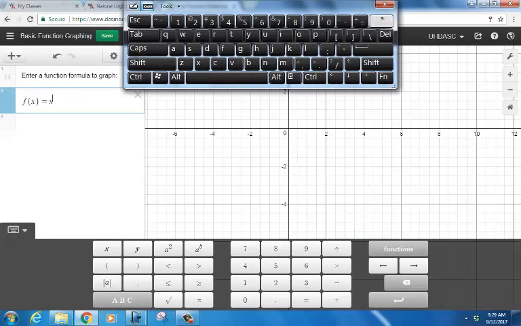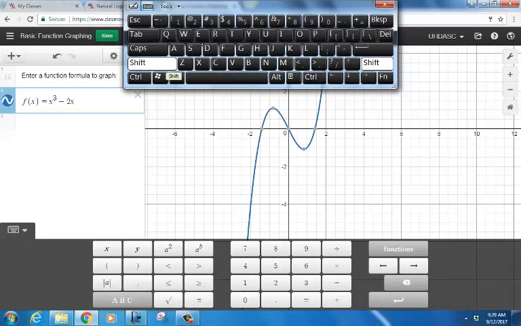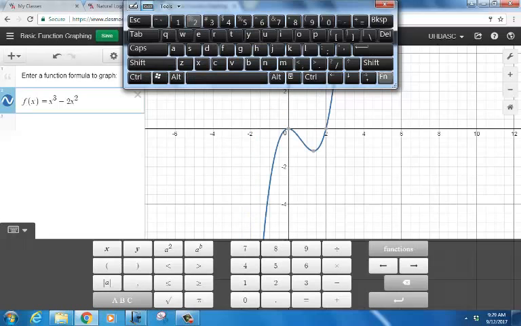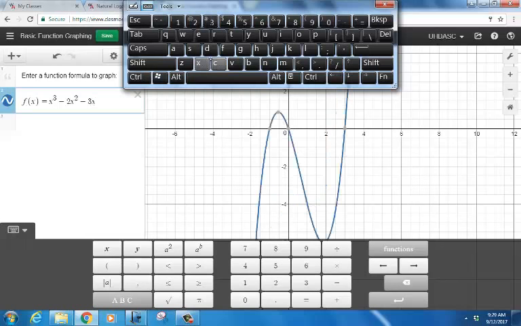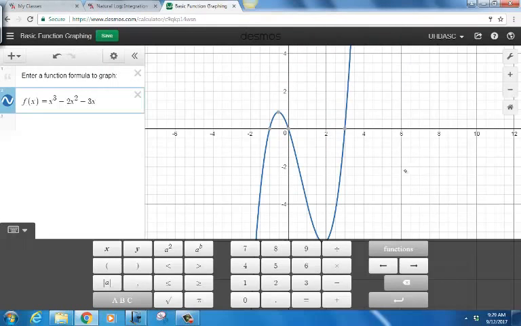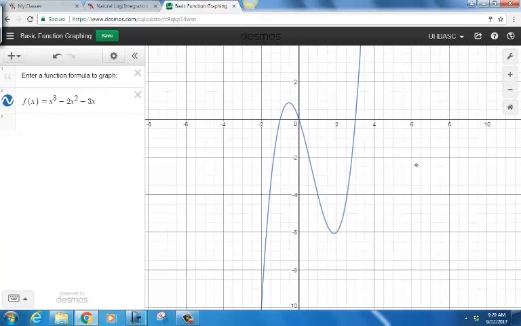So what was our formula? X cubed what? Minus 2x squared? Yep. Minus 2x squared, and then what? Minus 3x. There we go. Okay, so it made a nice graph, right? That's a nice graph of a cubic polynomial.